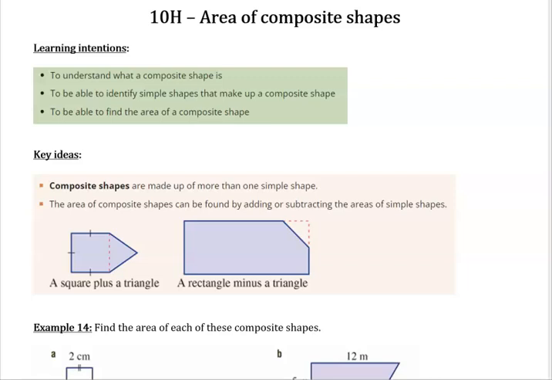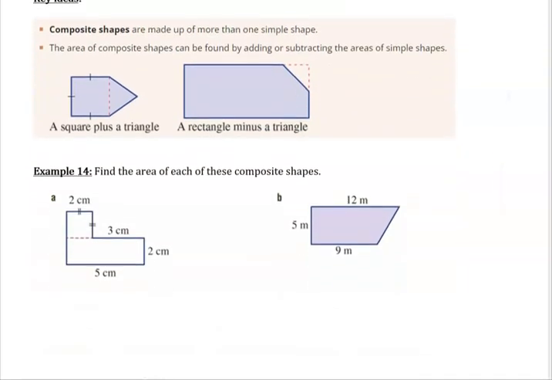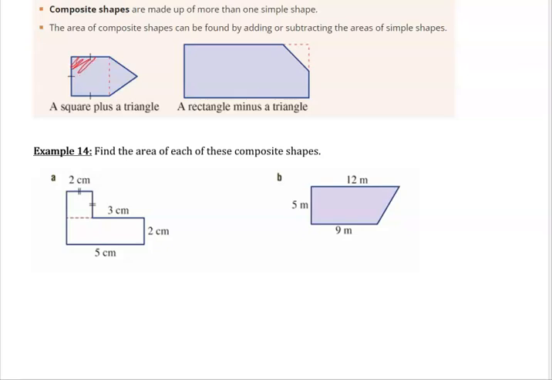Composite shapes are made up of more than one shape. So either we have to find the area of one and add it to the other. So in this case, we have a square plus a triangle. Or we find the total area of this rectangle, and then we subtract what we don't want from that triangle.